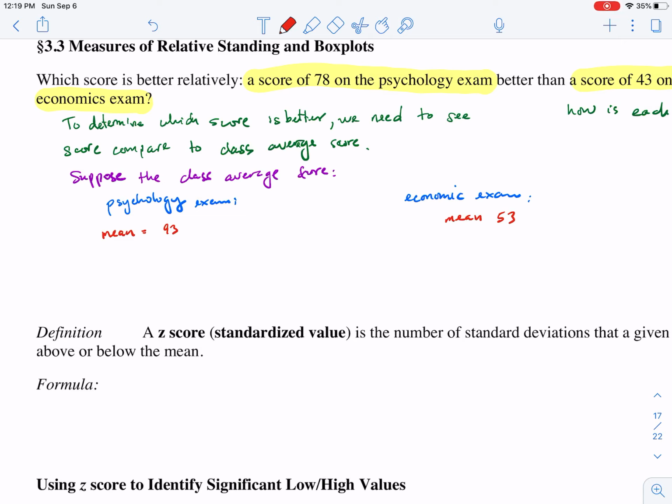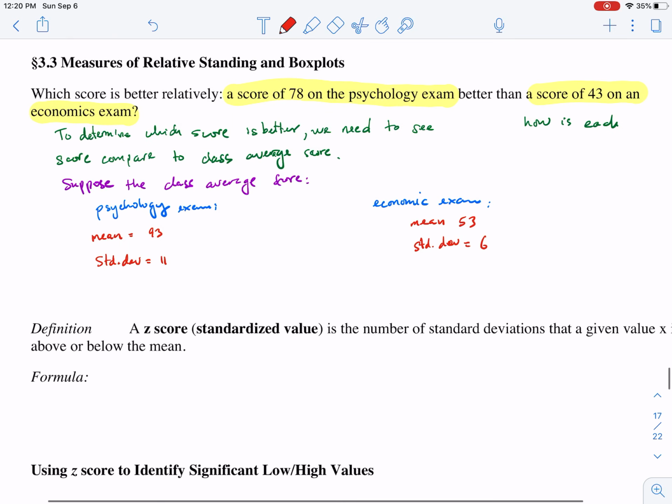So both scores are below the class average, but let's see which score is closest to the class average. For the psychology exam, the mean is 93 points, and let's say the standard deviation is 11. The standard deviation for the economics exam is 6.